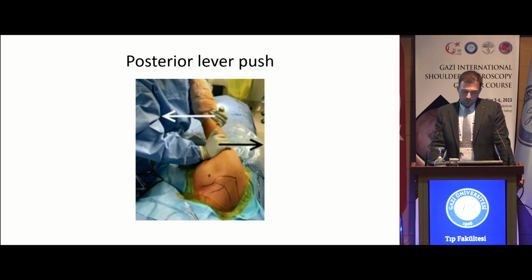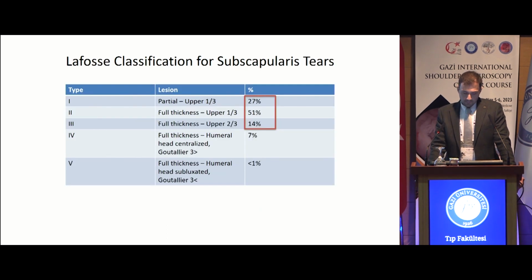Posterior lever push defined by Burkhardt will also help you identify and show you the extent of the tear. By pushing the glenohumeral joint posteriorly, subluxating it, you can see anteriorly that the subscapularis tendon will move anteriorly, and this will help you identify the extent of the tear. If you have trouble identifying the tear, you can use this method, but it's recommended that you use it with a 70-degree scope to better see the extent of the tear.